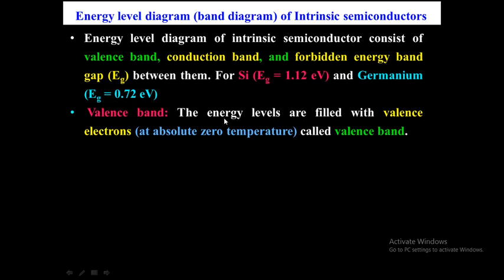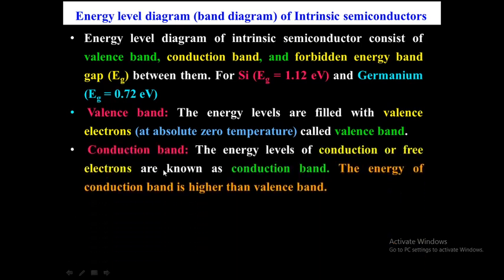So what is the valence band? The energy levels filled with valence electrons are known as the valence band. At absolute zero temperature they are filled with the valence electrons, and they are called the valence band. What is the conduction band? The energy levels of conduction or free electrons are known as the conduction band, and as we have seen in the diagram, the energy of the conduction band is higher than the valence band.